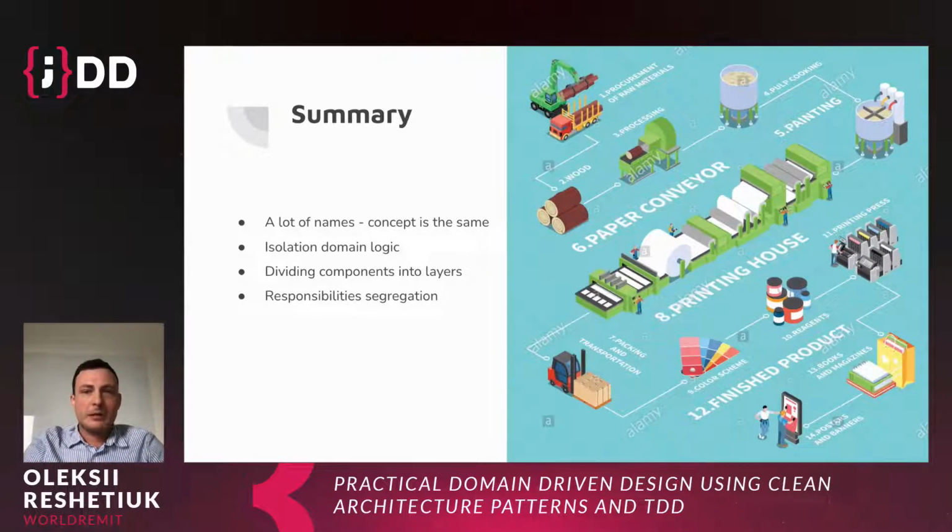Well, look at this picture, please. This is a paper making factory. And what do you think? Should the printing house be interested in by what method the tree was processed? Or, for example, the paper conveyor doesn't really care what transport was used to deliver the raw material. Basically, the functional modules of this conveyor were allocated into layers, each with its own specific responsibility. Just divide and conquer, yeah?